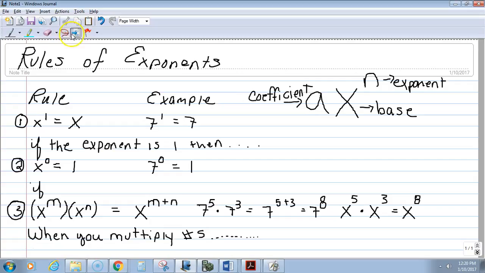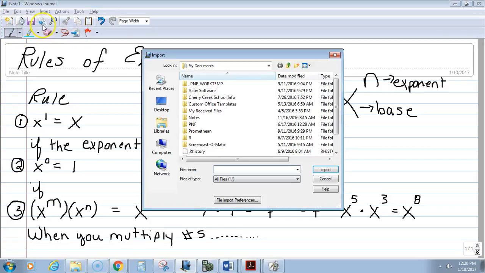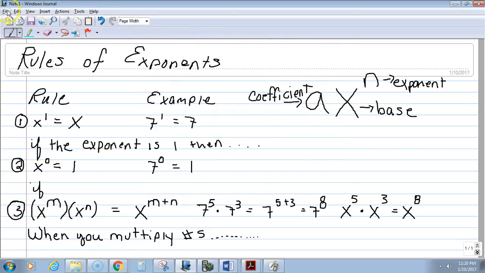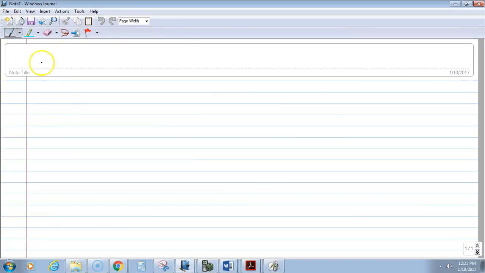We can do, oops, I don't want to do that. How do I get to the next page? Oops, don't want to do that. New note. Okay, so let's do division. So rules of exponents, just new. Next page, page 2.